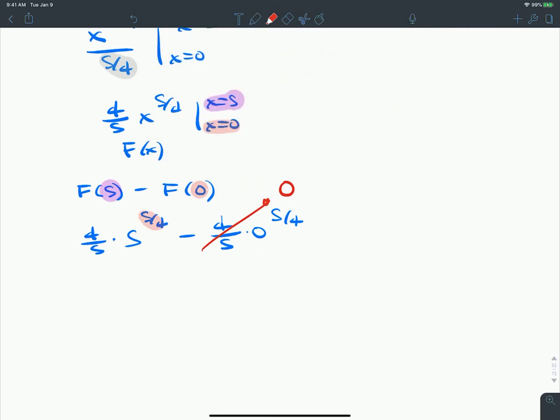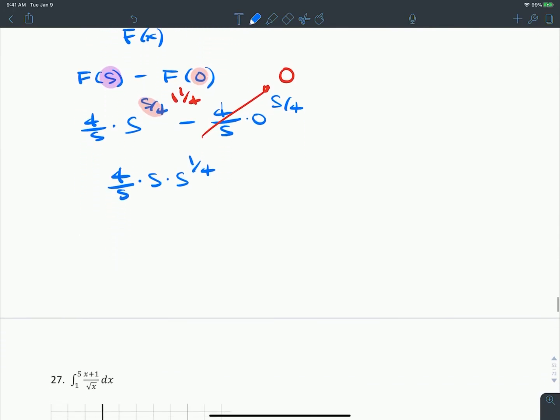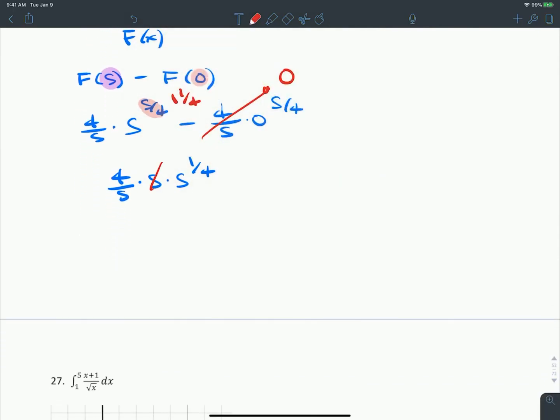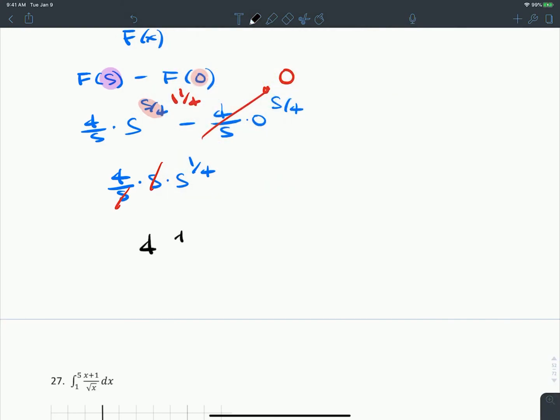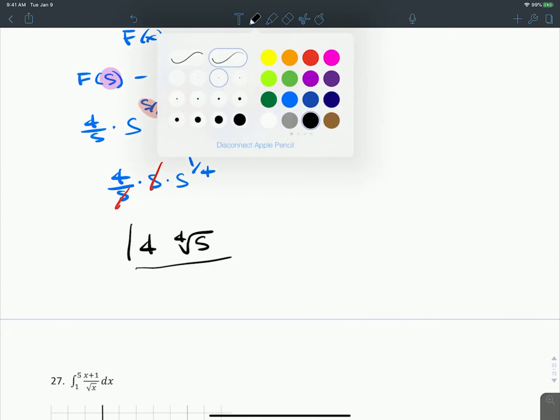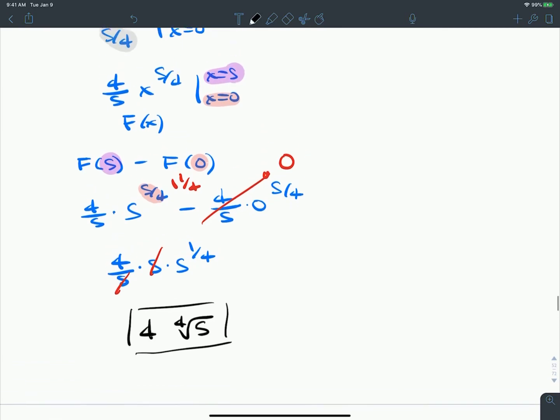What we have to notice here is that we have 5 to the 4th power here. This is a radical. It's an exponential with a rational power. So we write that as 1 1/4. So this will be 4/5 times 5 to the 1st power times 5 to the 1/4 power. And as you can see here, the 5's cancel. So you'll have 4 times the 4th root of 5. Here's our final answer. And there you go.